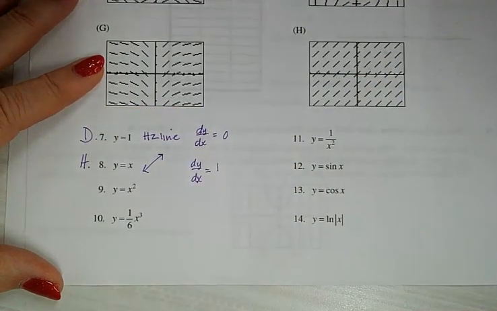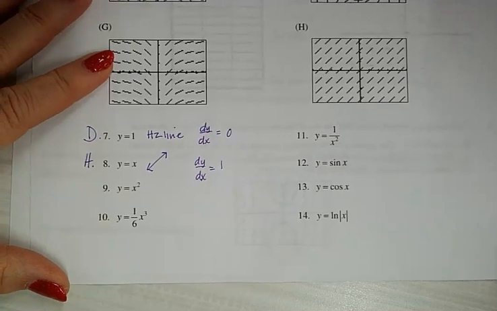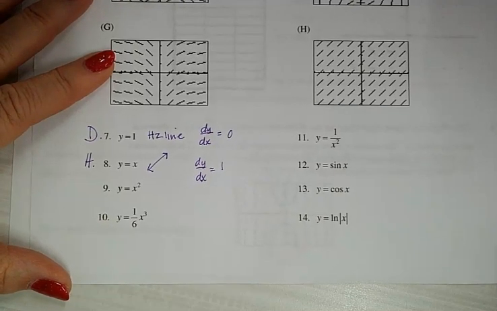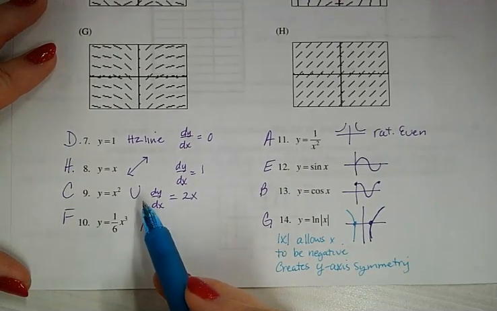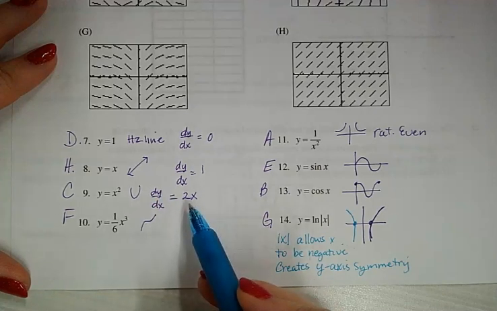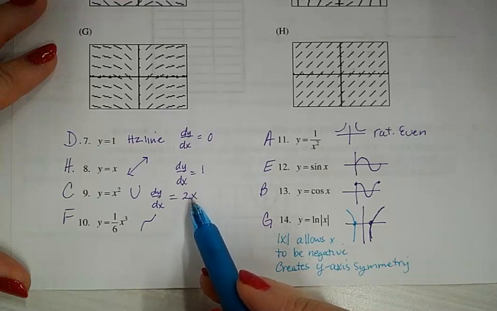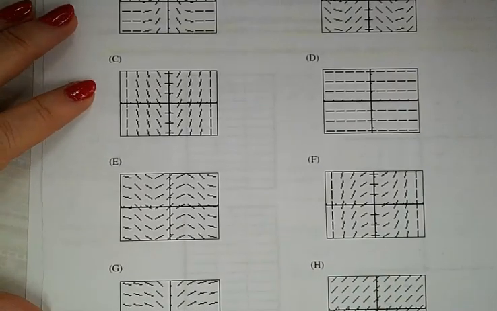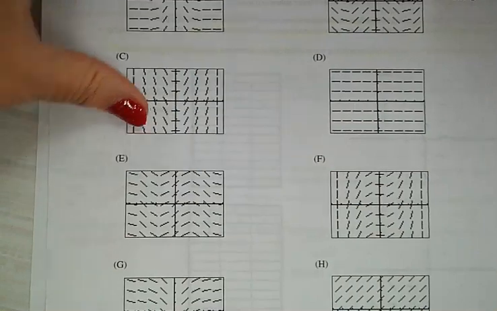All right, so what I want you to do now is to pause your video and see if you can match up the rest of the functions, 9 through 14. Pause now. All right, let's see how you did. So you knew this is going to be quadratic. If I took the derivative here, remember I'd end up with 2x. So when x is positive, the slope is going to be positive. When x is negative, the slope is going to be negative. So that's why you were looking at C. You had positive slopes and you had negative slopes.